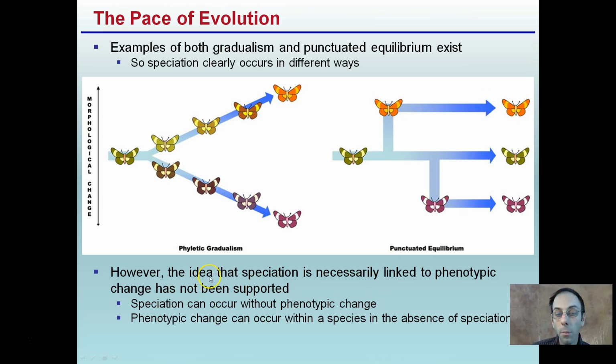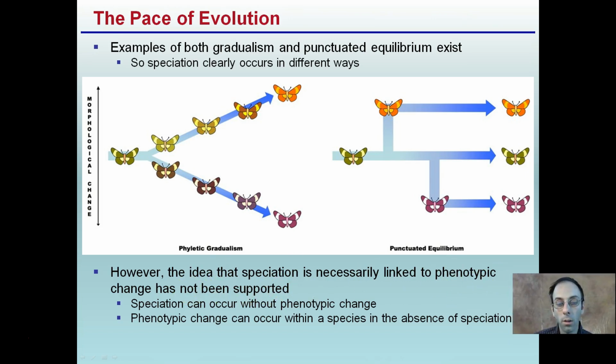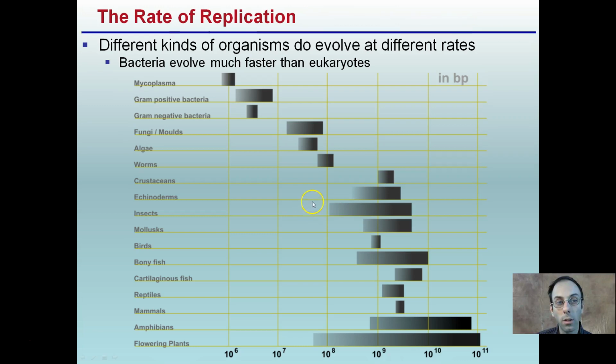The idea that speciation is necessarily linked to phenotypic change has not been supported. So we're seeing that speciation can occur without phenotypic change, and phenotypic change can occur within a species in the absence of speciation. So we're looking at that morphological change. We're not looking in any of these cases at the genetics, we're just looking at the phenotypic changes.